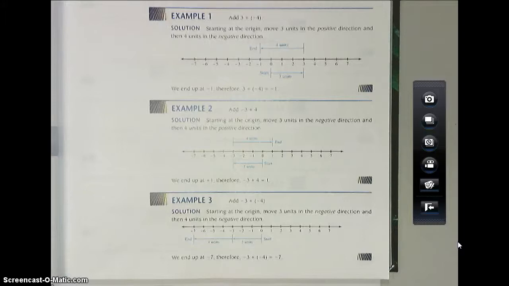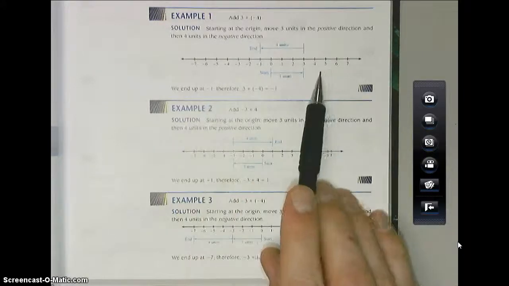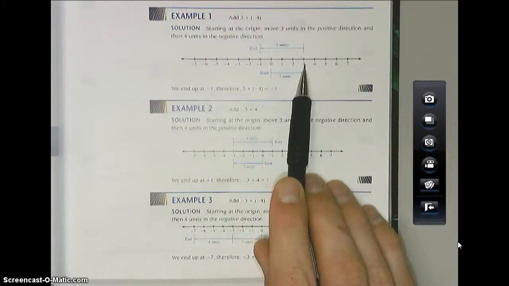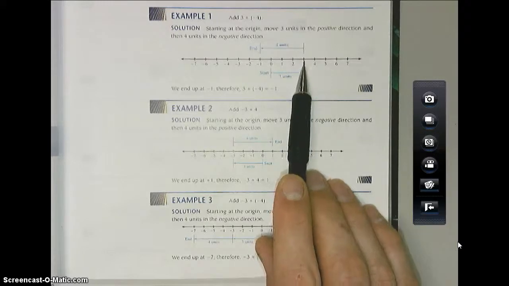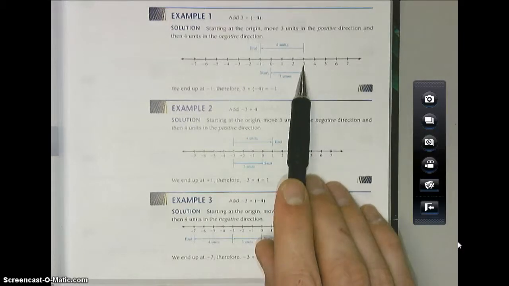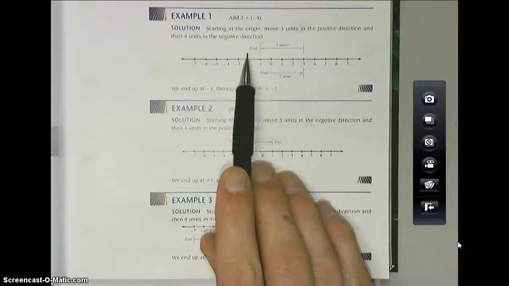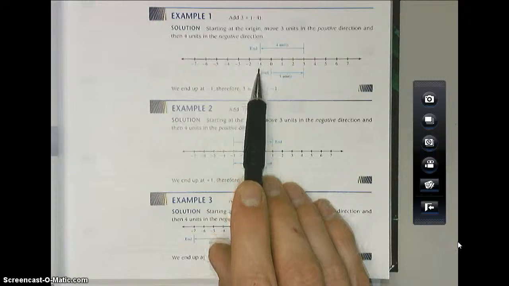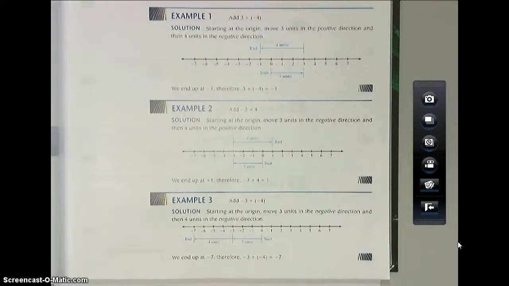So when I say visualize 3 plus negative 4, I want you to see this number line, and I want you to see 0, and I want you to see positive 3. So I know that I'm starting with positive 3, and then adding to that negative 4. From that point of positive 3, I'm going 4 units to the left since I'm adding a negative. So I end up at the point negative 1. That's what I want you to see as you're doing these problems.